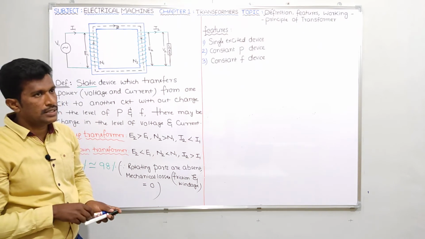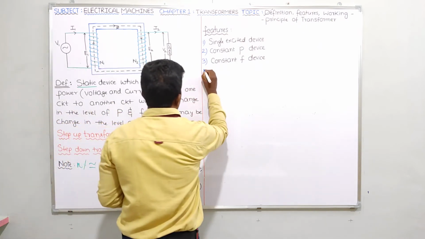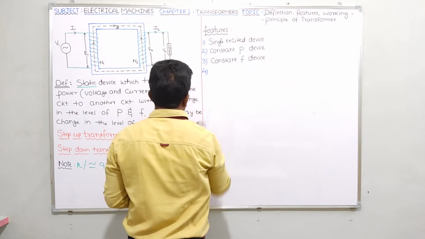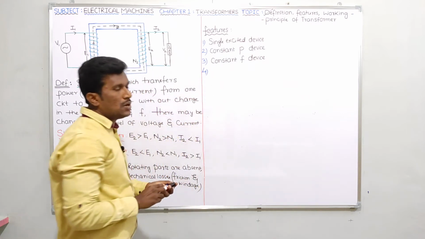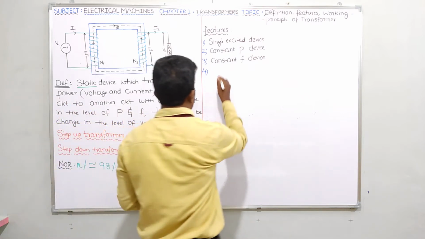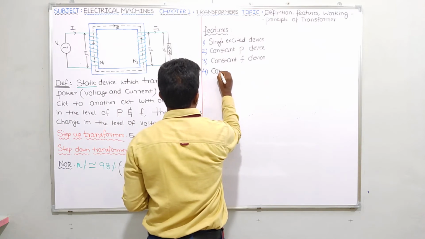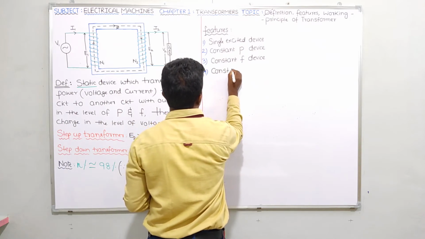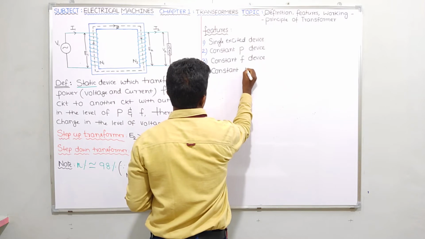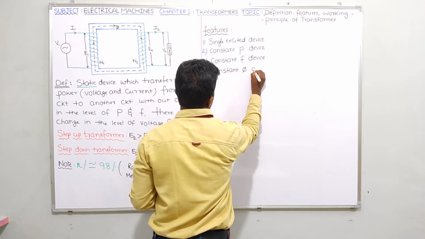Is it clear? Right. Next, fourth point. Can I call transformer as constant flux device? Yes. Transformer can be called as constant flux device. Constant flux. I'm just writing pi. Constant flux device.